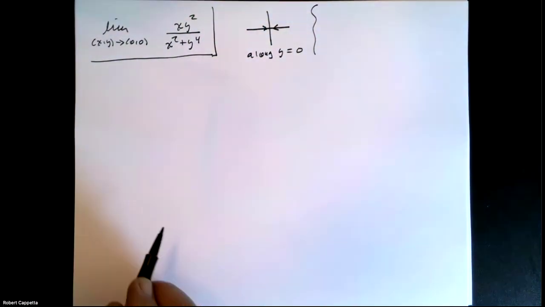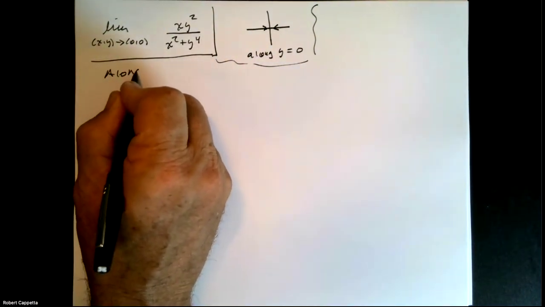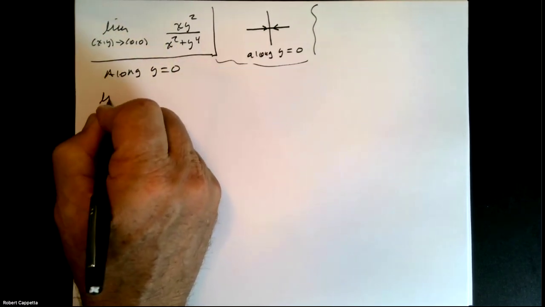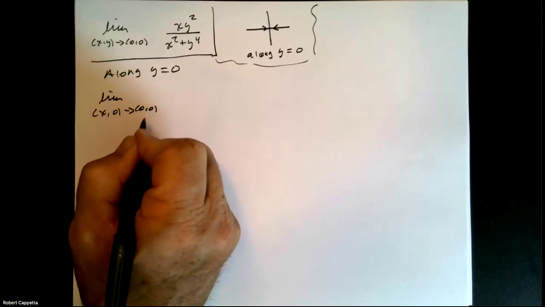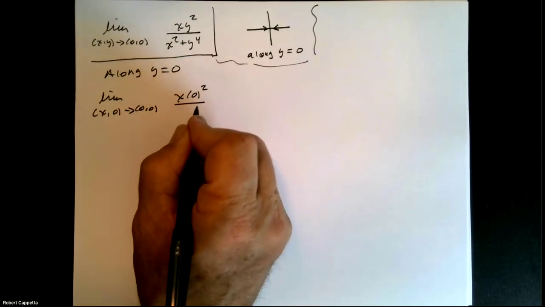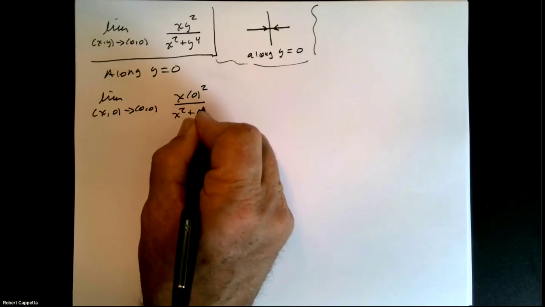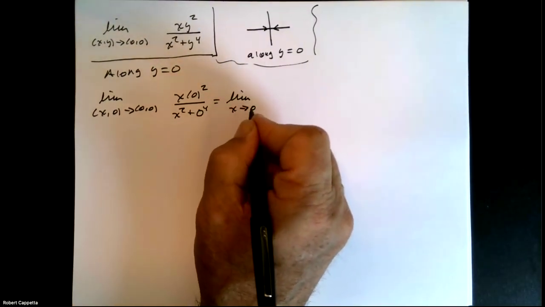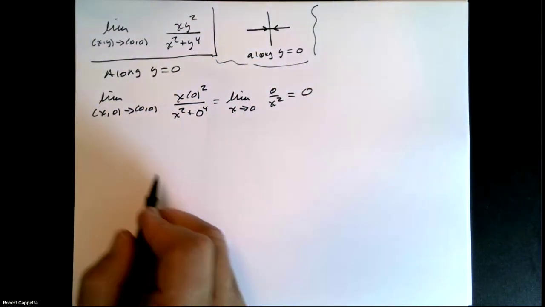So what is the result if I approach along y equals 0? We replace all the y's with zeros. So I get the limit as (x, 0) approaches (0, 0) of x times 0 squared divided by x squared plus 0 to the fourth, which will be the limit as x approaches 0 of 0 over x squared, which is 0. So that's my first path.